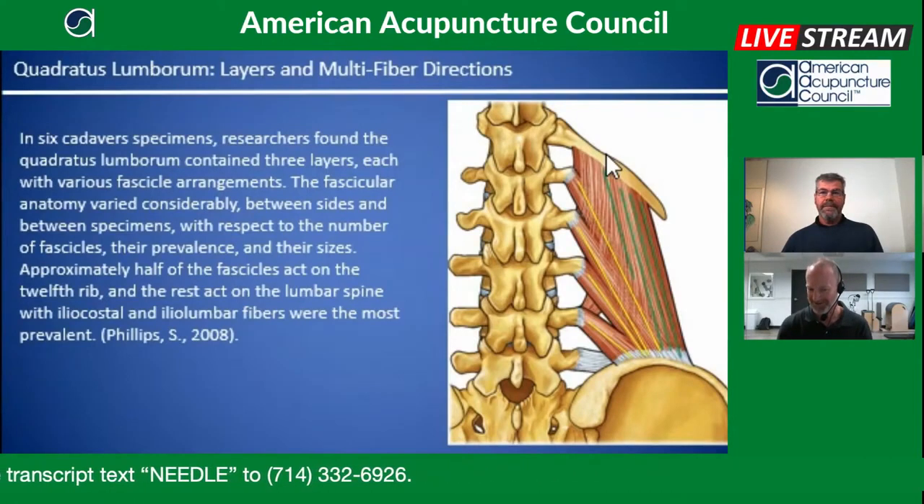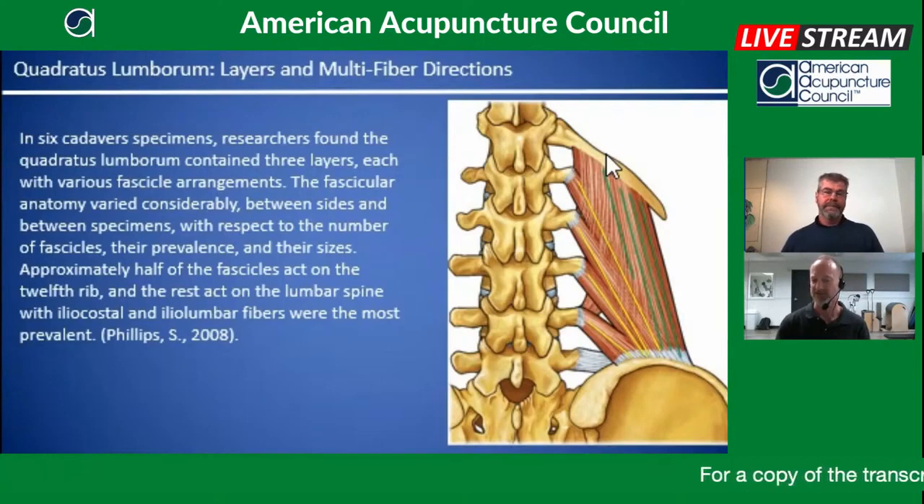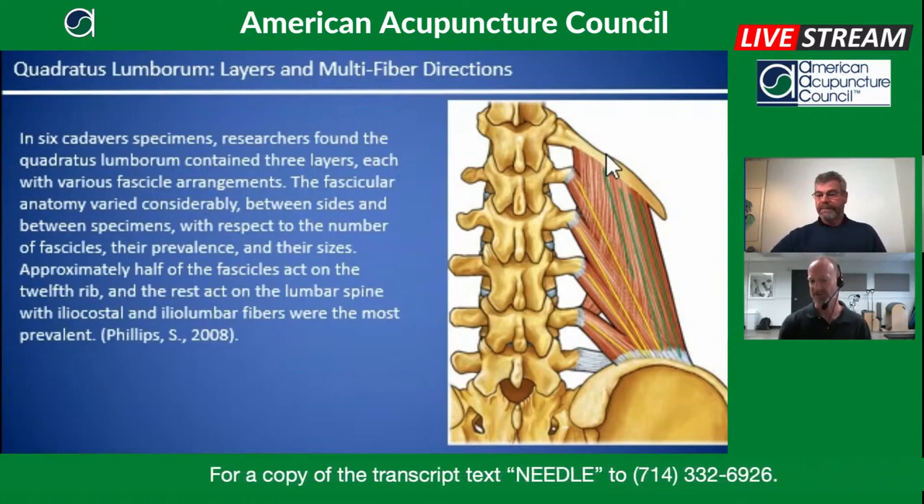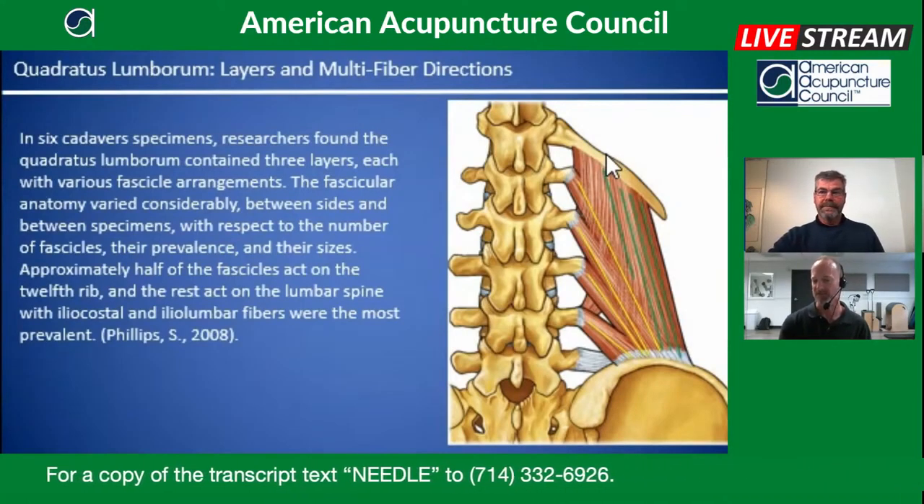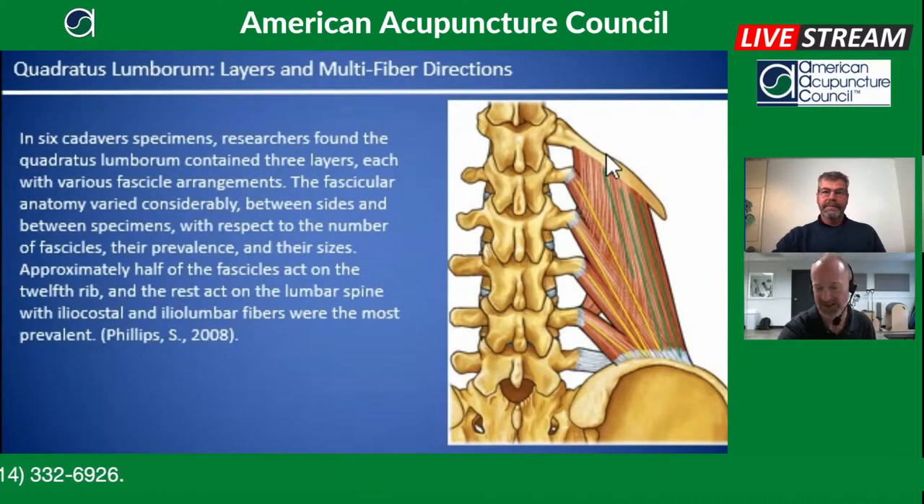So do you have to memorize all these different fascicle arrangements? Not necessarily, but to understand the role, or at least the complexity of this muscle, it's important to remember that there are these various layers, some going from ilium to rib, some going from ilium to lumbar spine, some going from lumbar spine to the 12th rib. So it's very complex in its fascicle arrangement and size and everything.